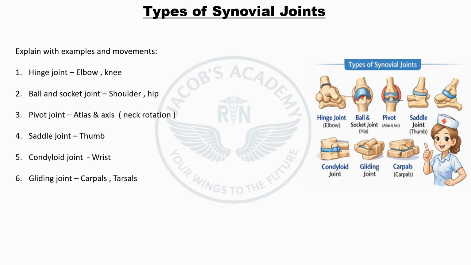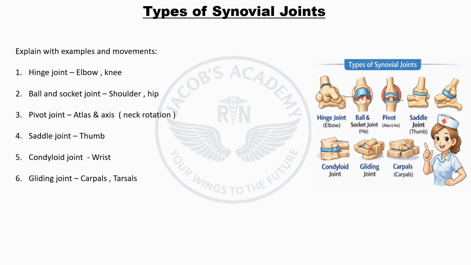The third type is the pivot joint. The pivot joint allows rotational movement, for example the atlas and axis, for neck rotation. The fourth type is the saddle joint. Saddle joints allow movements in two planes, providing flexibility. An example is the thumb. The fifth type is the condyloid joint. It allows movement in two directions, such as flexion, extension, and abduction, for example the wrist joint.